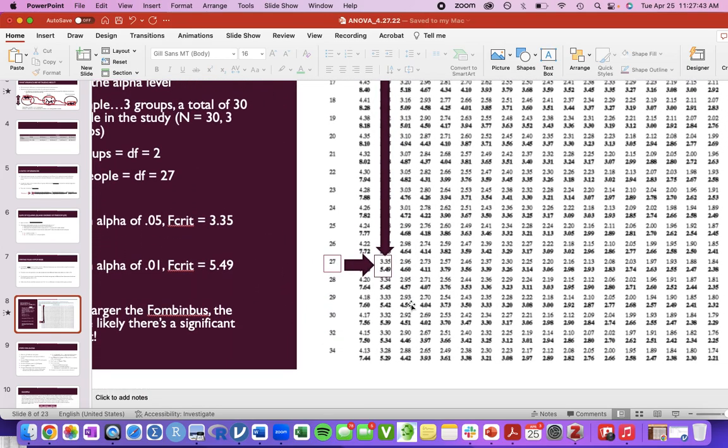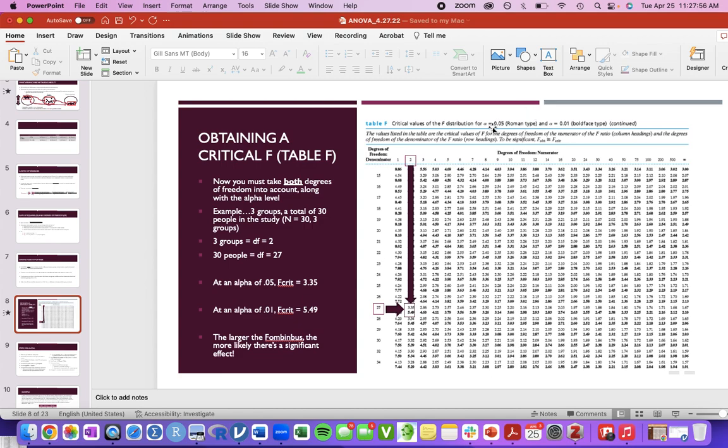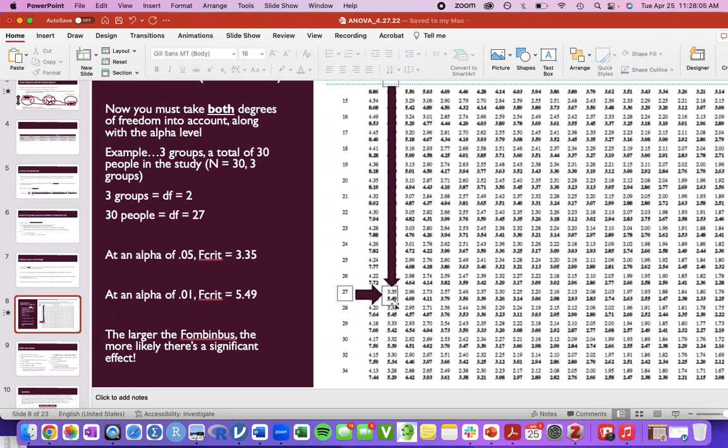So this table is a little bit wonky because it gives you 0.01 and 0.05 in each sort of cell. So you need to make sure that you're looking at the right number. At the top of the table, it says that 0.05 is Roman type and 0.01 is boldfaced. So depending on what alpha level you're given, it's going to be one of these two numbers.